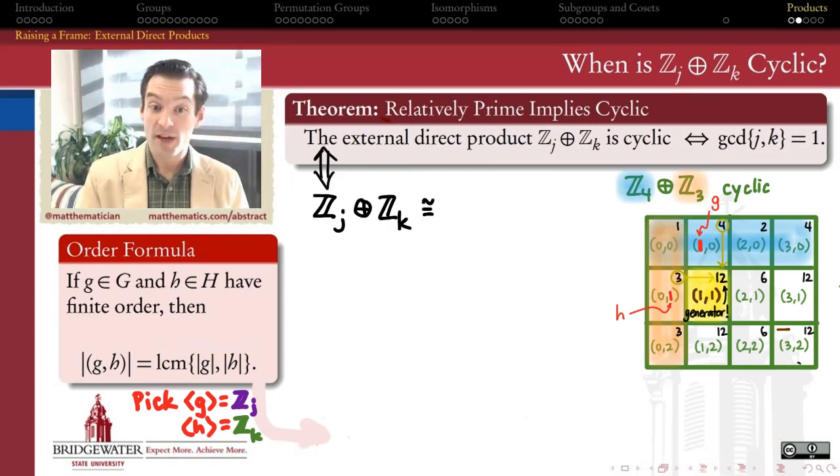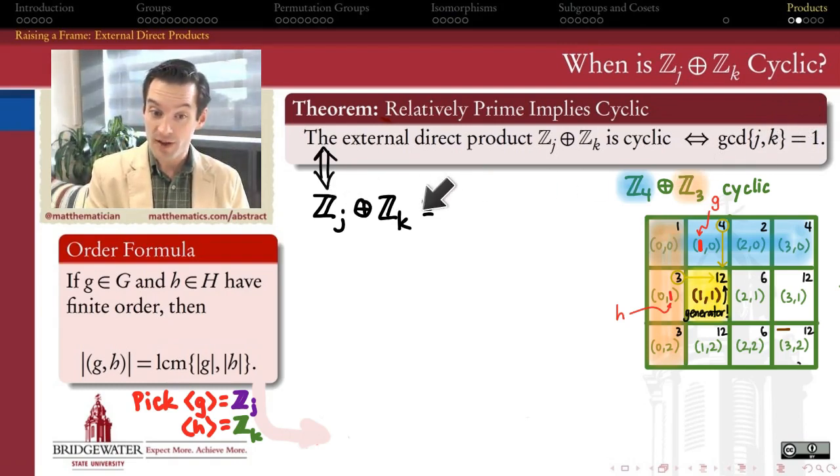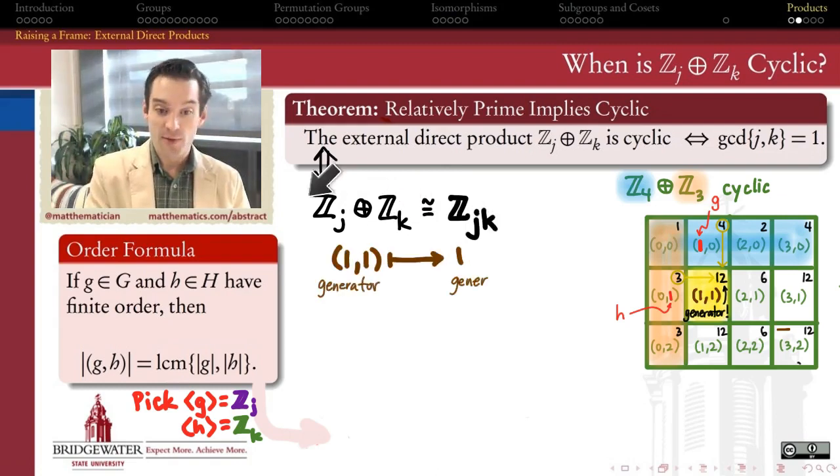And the stronger statement that we get for free out of this observation is that for those external direct products of cyclic groups which are cyclic, so in the case where the greatest common divisor of j and k is equal to 1, where j and k are relatively prime, because this direct product is cyclic and its order is equal to j times k, that's going to mean that this direct product is isomorphic to the cyclic group of order j times k. So when GCD of j and k is equal to 1, this external direct product, Zj product Zk, is isomorphic to Z mod jk.